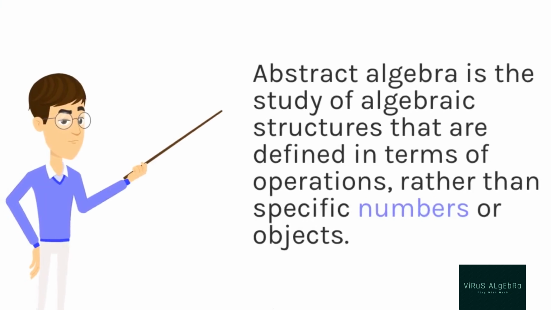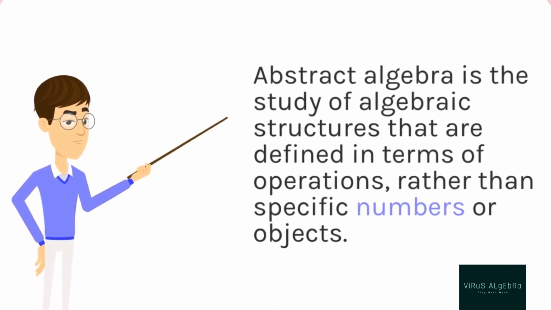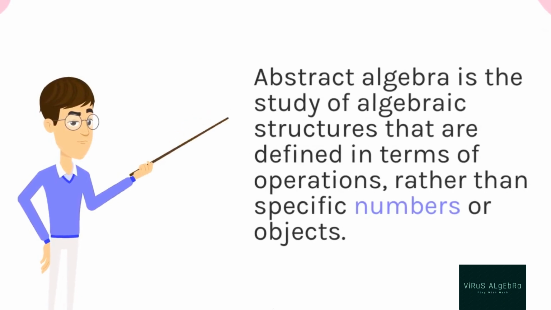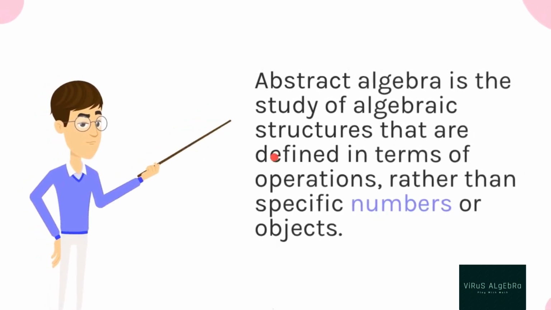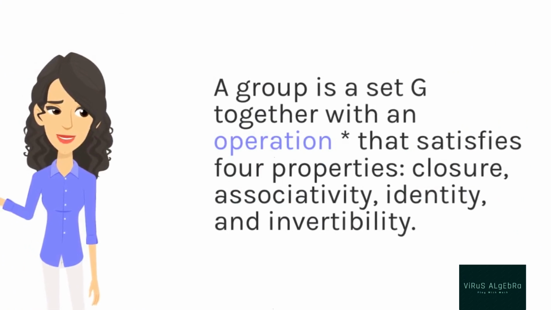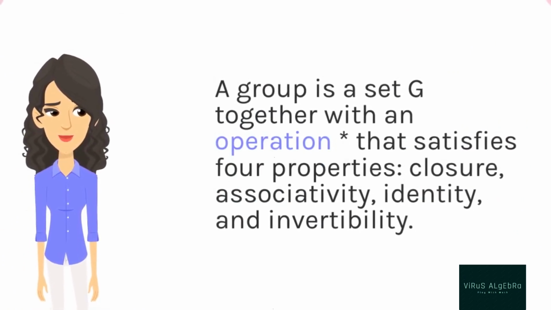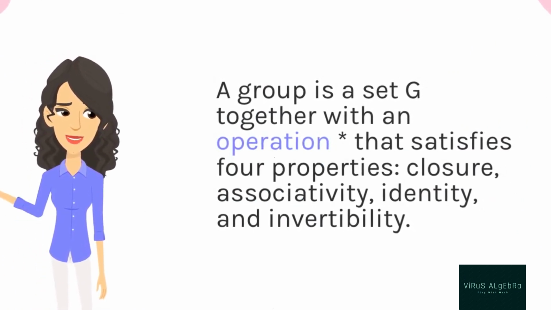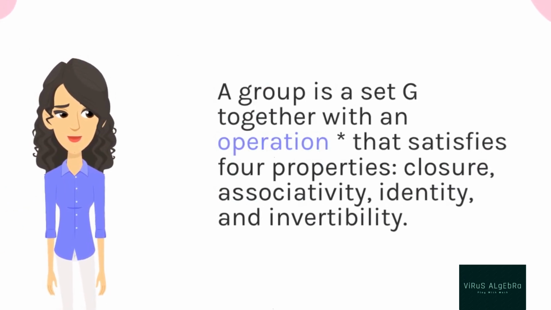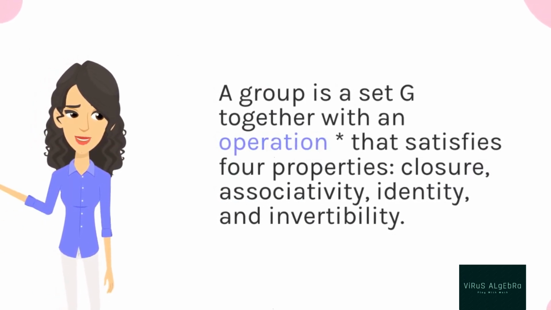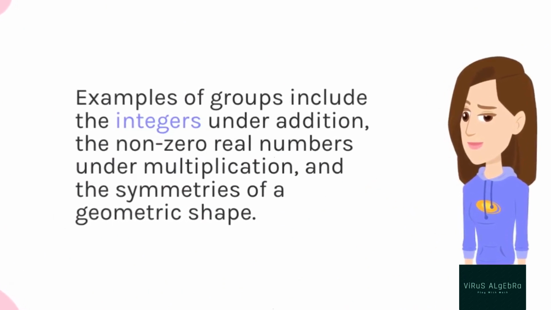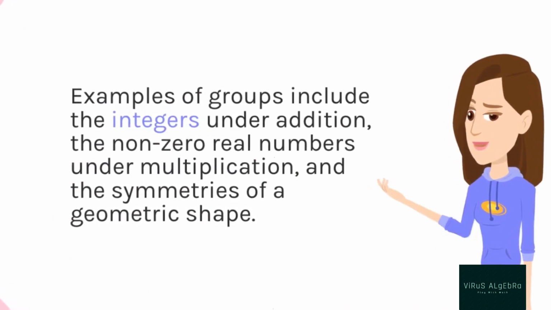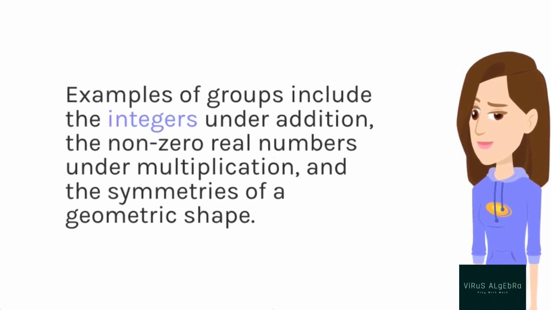Abstract algebra is the study of algebraic structures that are defined in terms of operations, rather than specific numbers or objects. A group is a set G together with an operation that satisfies four properties: closure, associativity, identity, and invertibility. Examples of groups include the integers under addition, the non-zero real numbers under multiplication, and the symmetries of a geometric shape.